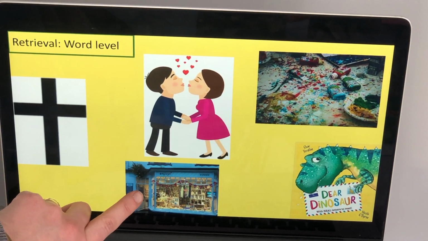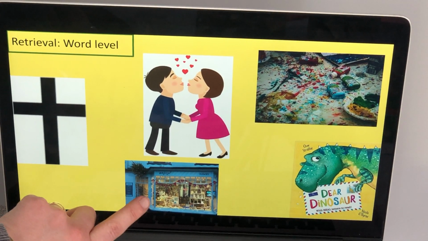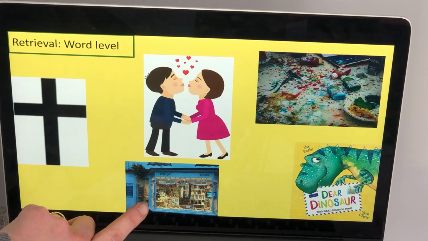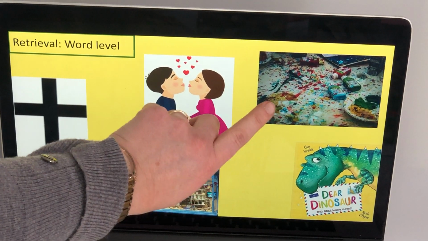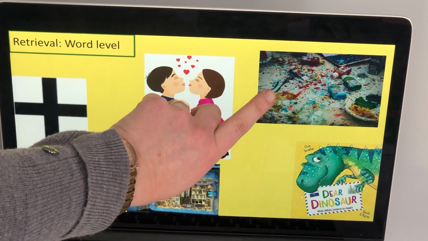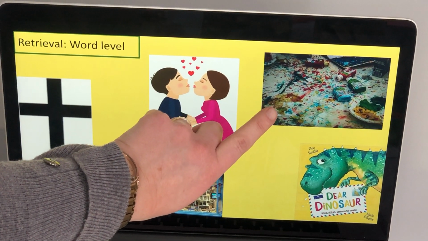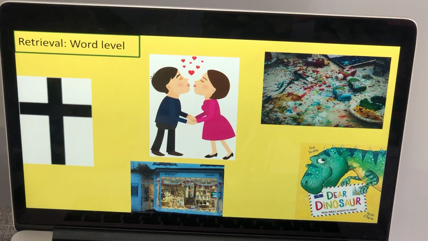Here is a picture of a shop. This is the one that was sent to trick us. This does not end in the sound S. And here we have a terrible mess. Mess ends in the sound S.